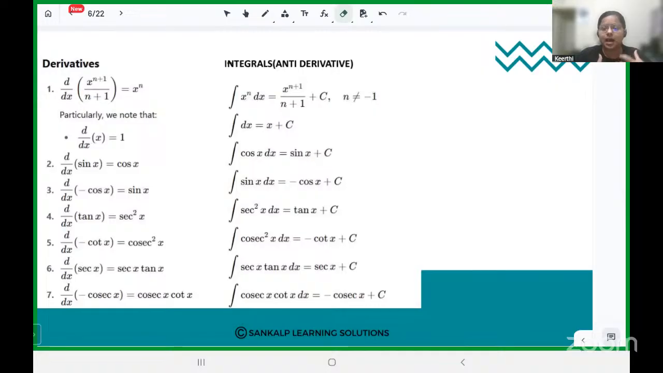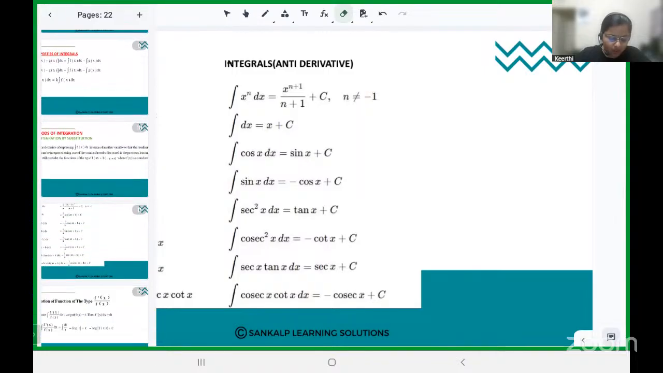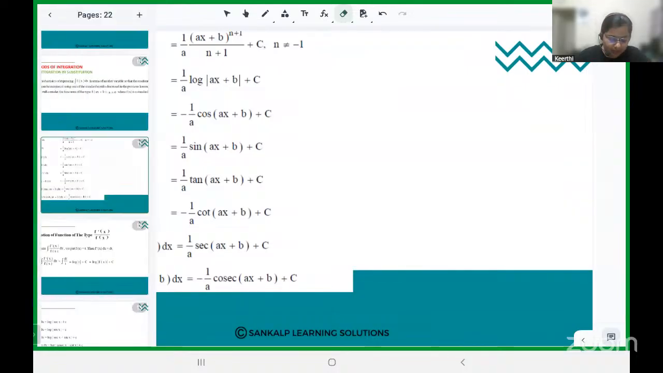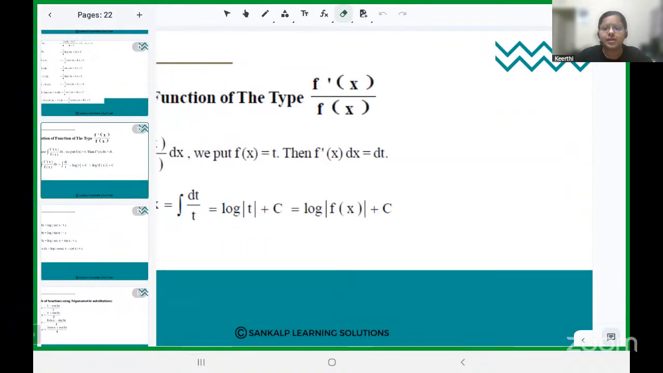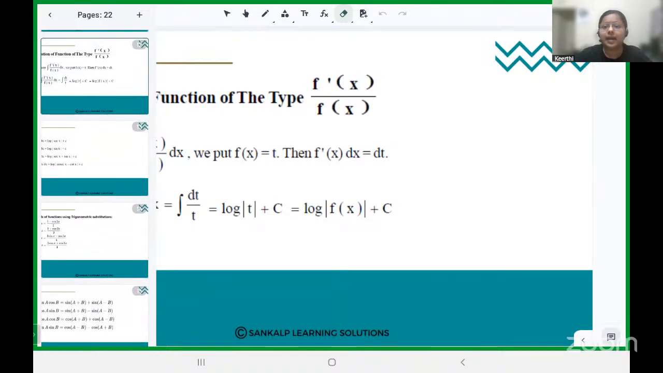In the second type we started with integration by substitution, and within integration by substitution itself there are different types. We are grouping them into different types for our reasons. The first type was functions of the form f of ax plus b, isn't it? Then we studied functions of the form f dash of x by f of x. And then we studied the third type, phi of f of x into f dash of x dx.